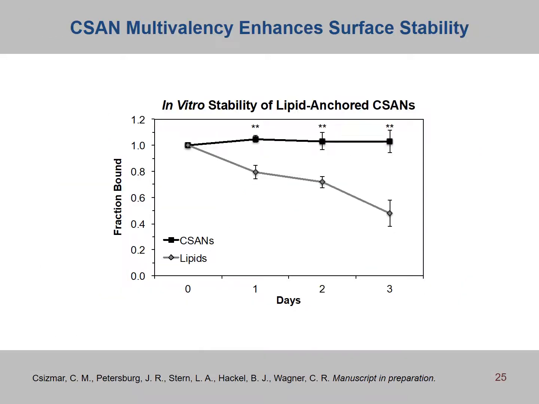Now, because these are lipid-based modifications, we were worried that the lipids may rapidly dissociate from the cell surface, as they've been shown to do in other contexts. While we do see significant loss of the individual lipids over the course of 3 days, the lipid-anchored C-SANs remain stably bound to the cell surface, likely due to the multivalency afforded by the C-SAN. That is, each nanoring is tethered to multiple lipids and not just one, giving it an enhanced avidity for the cell surface and facilitating this stability.